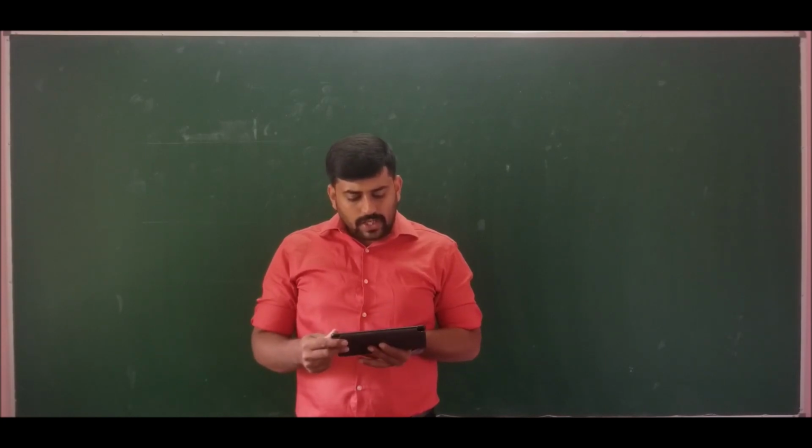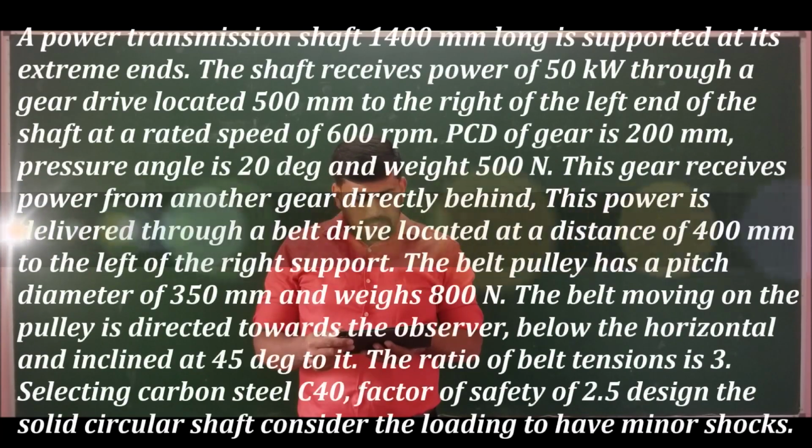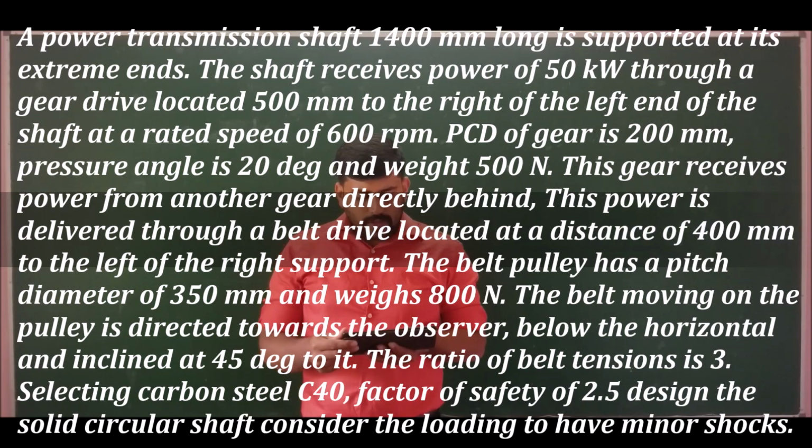located at a distance of 400 mm to the left of right support. The belt pulley has a pitch diameter of 350 mm and weighs 800 newtons. The belt moving on the pulley is directed towards the observer below the horizontal and 45 degree to it. The ratio of belt tension is 3. Selecting carbon steel C40, factor of safety of 2.5, design the solid circular shaft, consider the loading to have minor shocks.